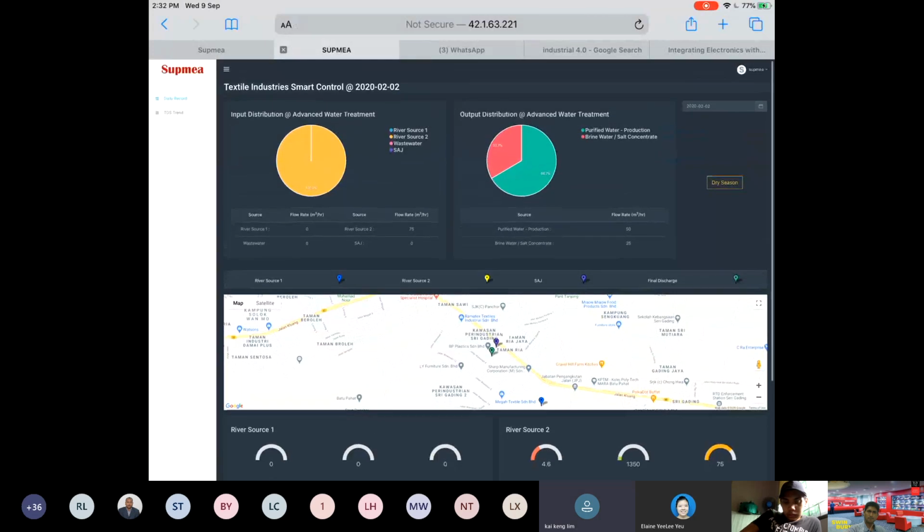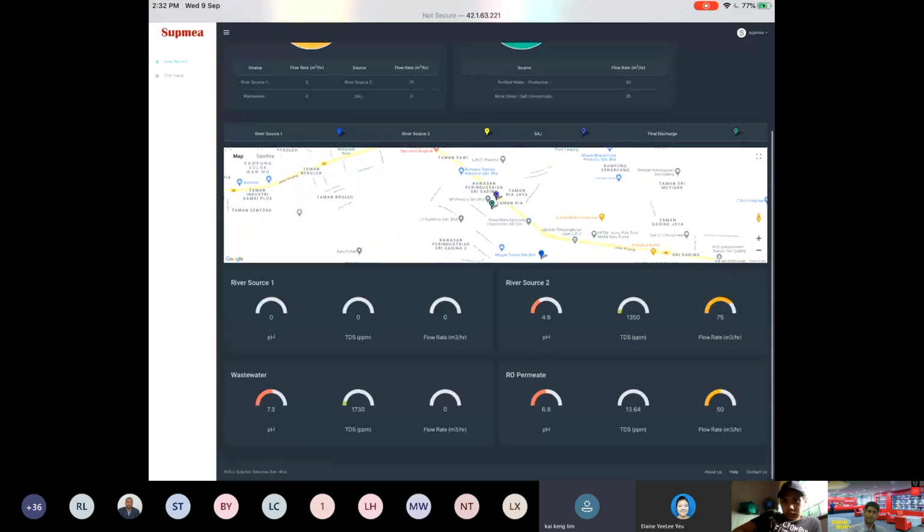What this dashboard tells you is, first thing, it will tell you about the pH. You look at water source 1. There's no data, indicating this water source is already dried out. There's no water. So water source number 2, it will tell you the pH, conductivity, and flow rate that we are recommended to pump into our advanced water treatment system.